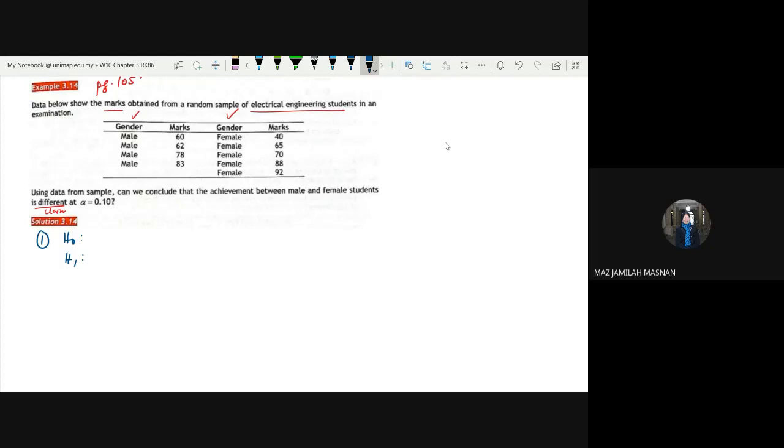Okay, so for your hypothesis statement, it will be in terms of a sentence. So there is no difference in the achievement between male and female students.